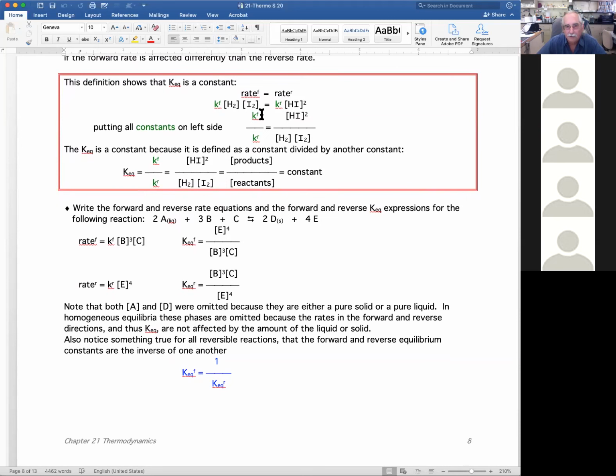Now, if you take a constant and you divide by another constant, what do you get? Another constant. It's called the equilibrium constant. And look at the definition. It's products over reactants.